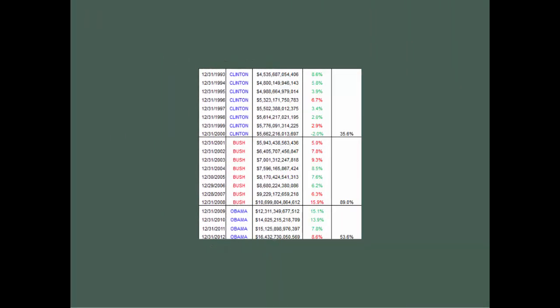Under President Clinton, the U.S. had budget surpluses. By the time his presidency ended, the total federal debt had been reduced to $5.6 trillion. By the end of the Bush presidency, the total federal debt had increased by 90% to over $10.5 trillion.